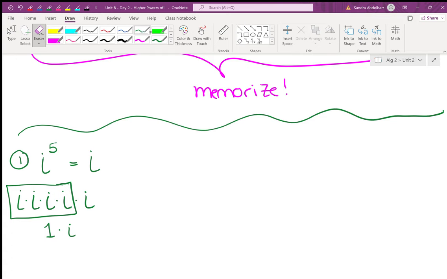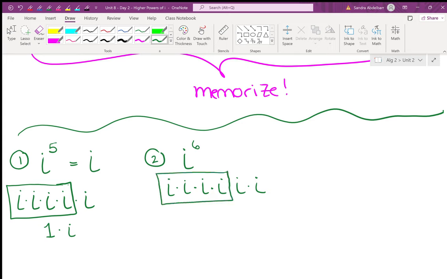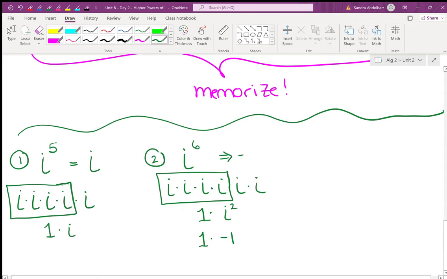Okay, what about i to the 6th power? Well, that's i times i times i times i times i times i. But what do we know about every 4 i's? Every 4 i's make 1. So we're left with 1 times i to the 2nd power. But what's i to the 2nd power? Negative 1. So i to the 6th power is negative 1.